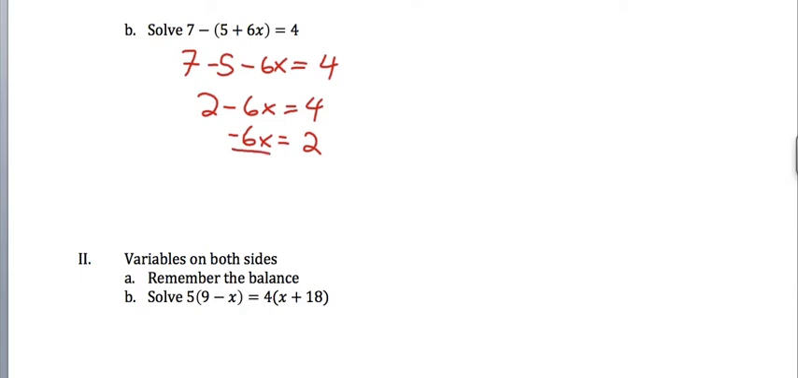All right, and then divide everything by negative 6. I'm going to show it on this one because what you can see here is that we have a fraction, 2 over negative 6. So just simplify the fraction and leave it negative 1/3.